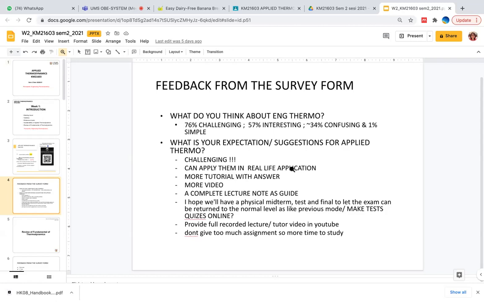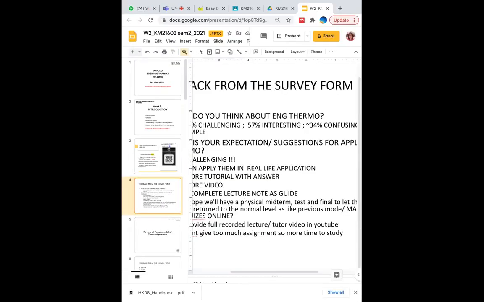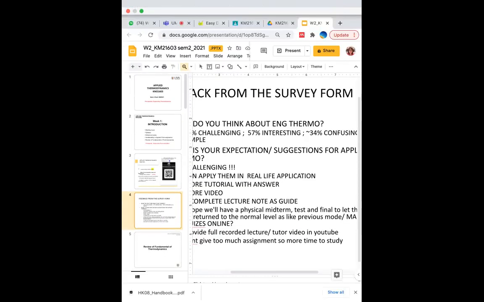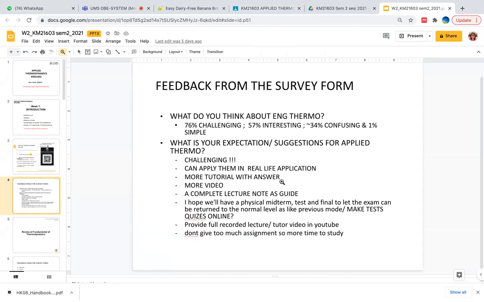What is your expectation or suggestion for applied thermo? Okay, so challenging. I would say you won't learn anything new if the subject is dull and not challenging at all. We want something fun and challenging this time.